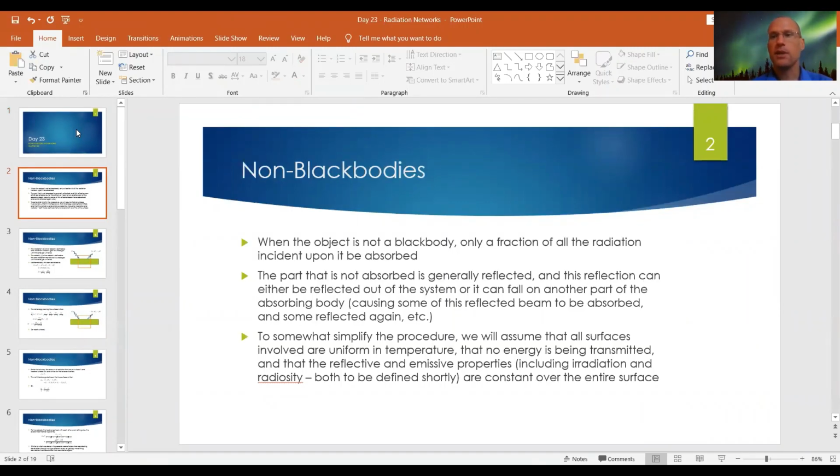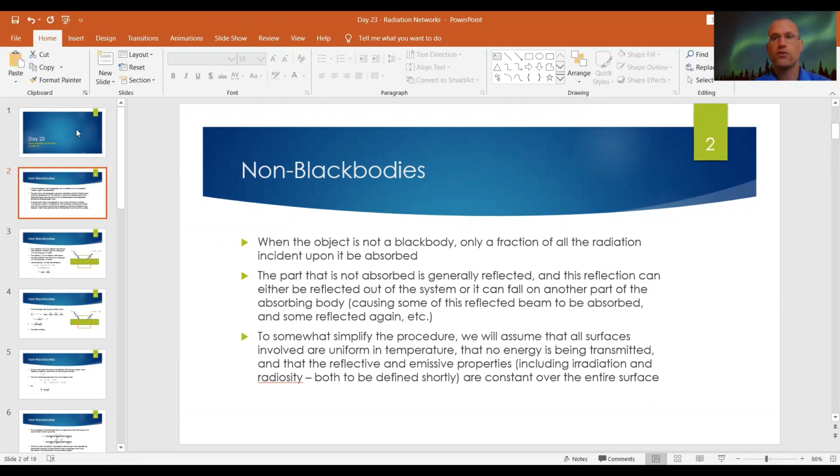So first up, we've mainly been dealing with black bodies, so emissivity and absorptivity both equal to 1. Obviously, that's not always the case. In general, radiation hits a surface. Some of it is going to get reflected, some of it is going to get absorbed, and some of it may get transmitted, but we're going to ignore that for now. We're only going to be dealing with reflection and absorption. So whatever does not get absorbed is going to be reflected, and that's it.